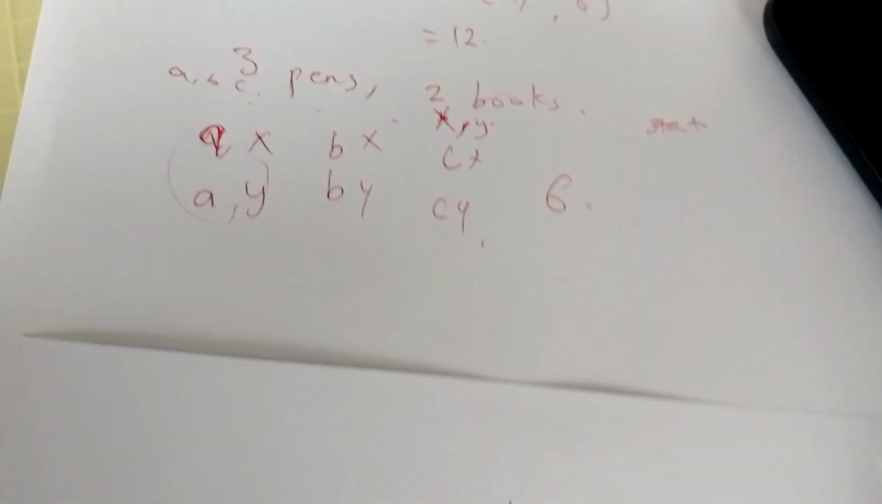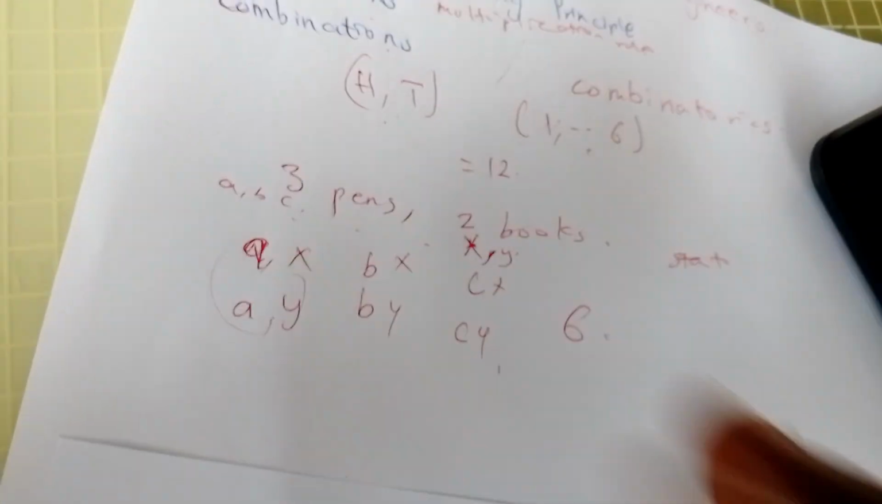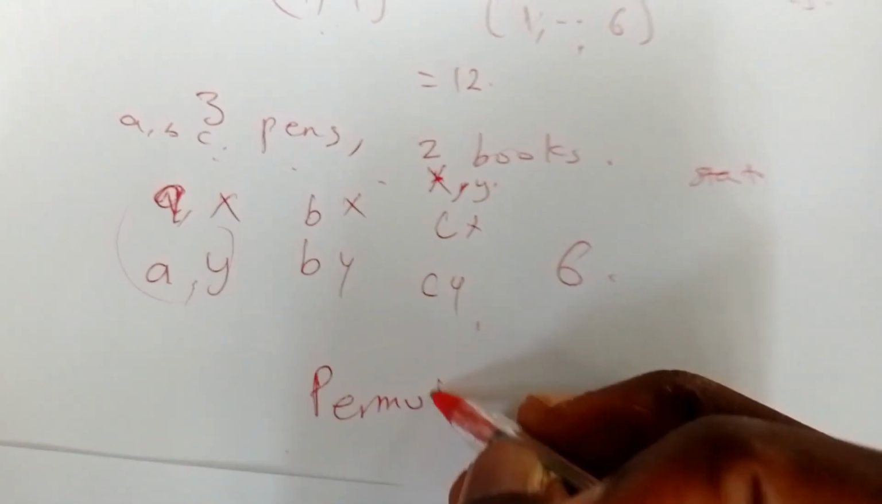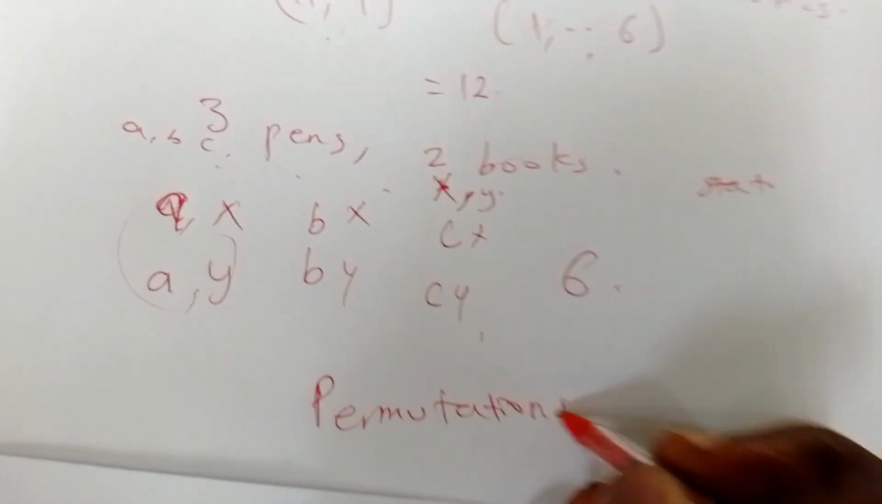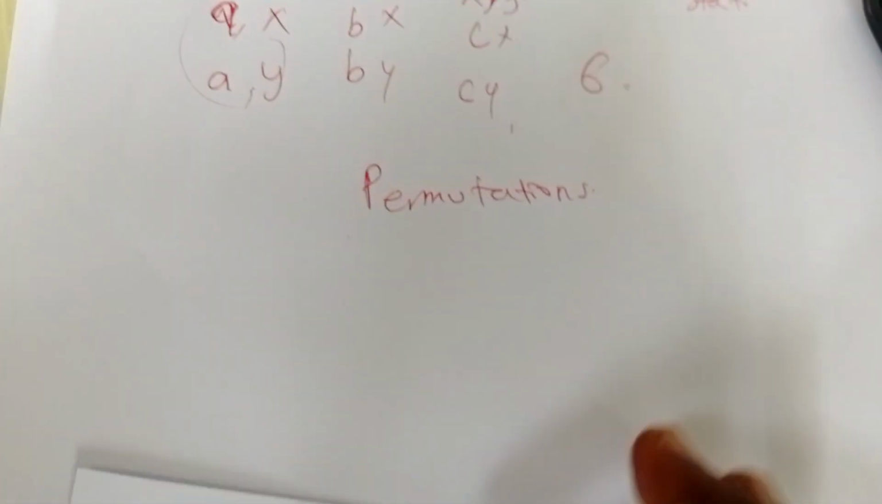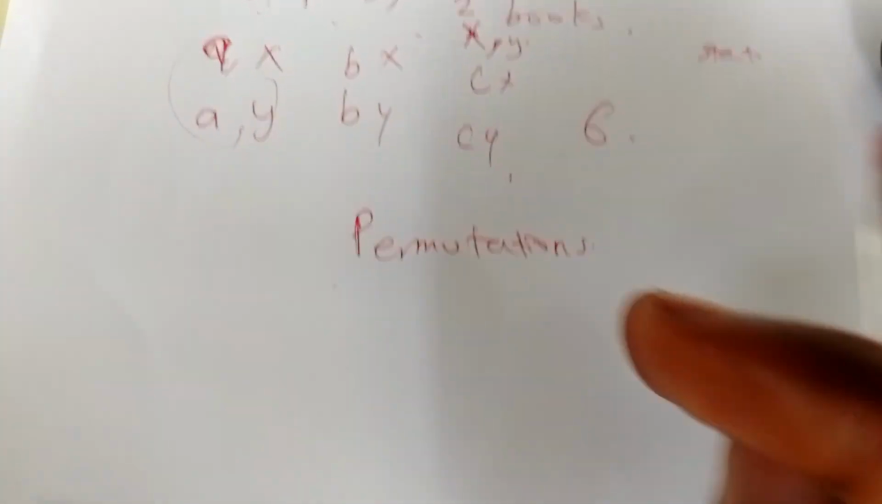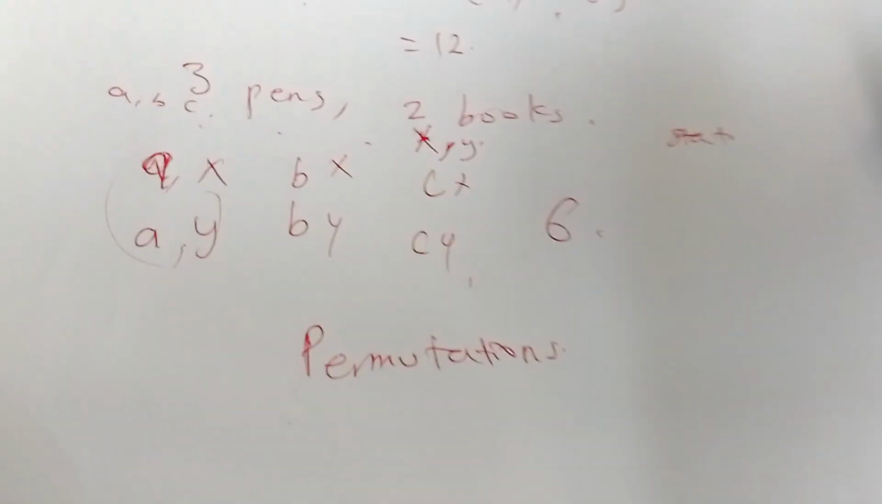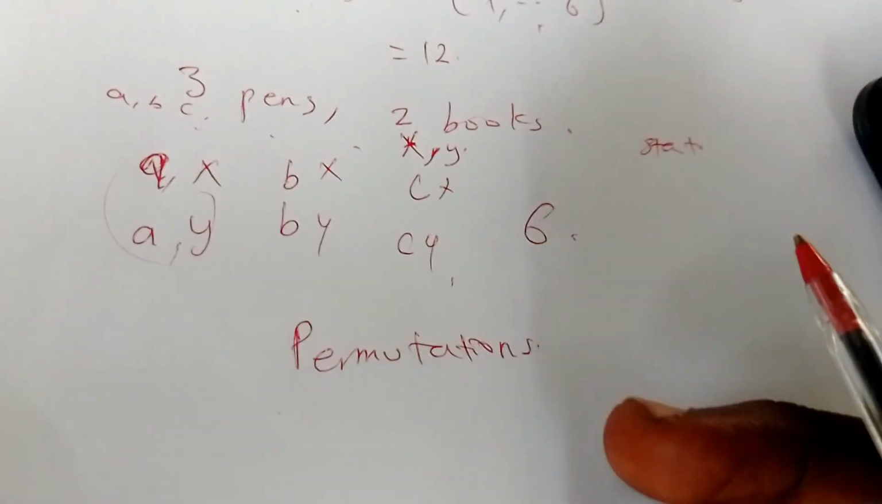Okay, so moving on. If they give you any of those questions, you just multiply and you have your answer. Nothing big. Now let's move to permutations. When you mention permutations, you also mention combinations because they are really related terms.